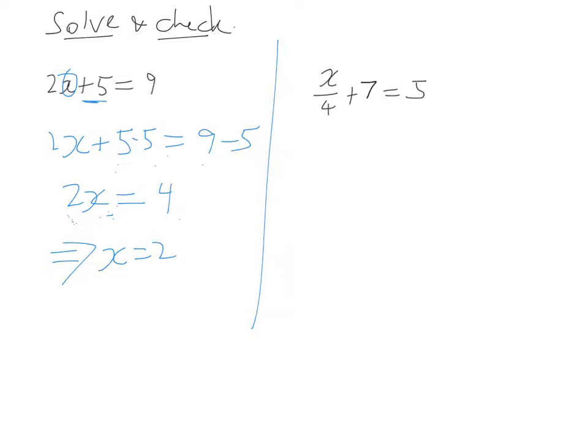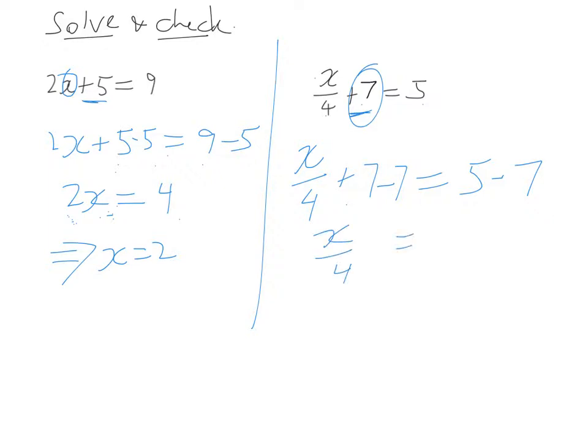Some number divided by 4 plus 7 equals 5. Once again, 7 is less friendly to x than 4 is, so 7 is going to be the thing that leaves first. So x over 4 plus 7 equals 5. Because it's plus 7, we've got to take away 7. What we do to one side, we've got to do to the other side. So we're left with x over 4, because 7 minus 7 is 0, equals 5 minus 7, which is negative 2.